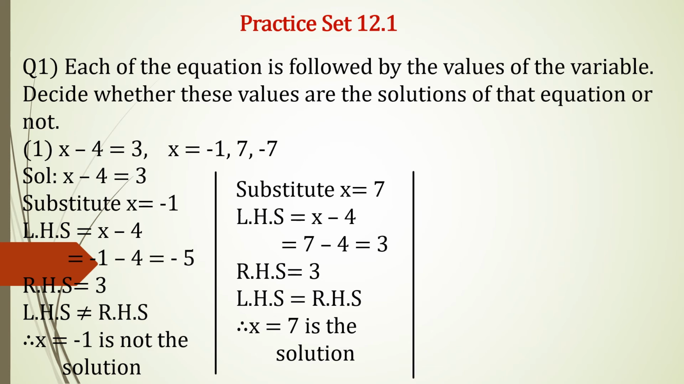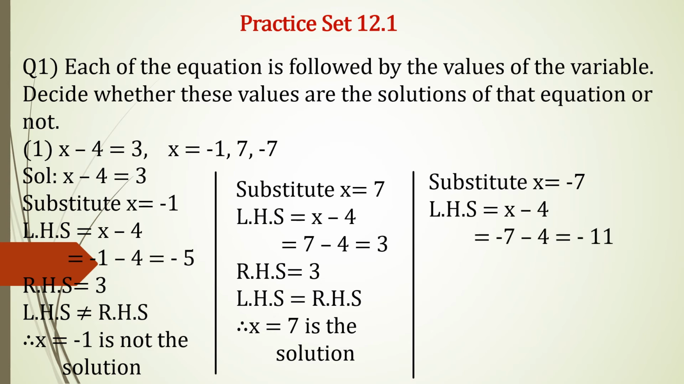Now let's find out whether x equal to minus 7 is the solution or not. So we'll substitute x equal to minus 7 in our equation. We have taken the left hand side first, that is x minus 4. So in place of x, I'll write down minus 7. Therefore equal to minus 7 minus 4. Now minus 7 minus 4, both the numbers have the same sign. So you'll add the numbers, that is minus 7 minus 4 will become minus 11.